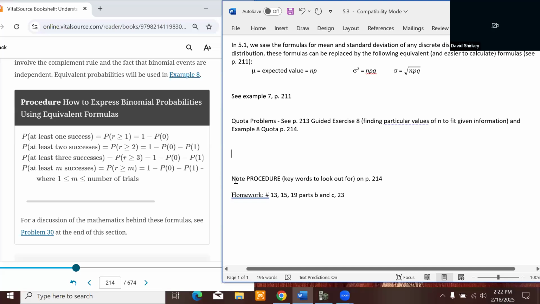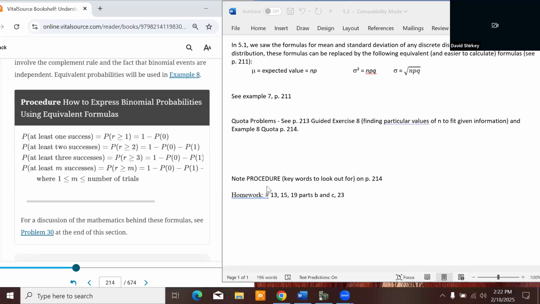Now, I had this down at the bottom, but we're passing by it right now to note the procedure on page 214. In other words, if you look at this procedure, how to express binomial probabilities using equivalent formulas, this is important because you're going to essentially be reading word problems, except it involves statistics instead of algebra, like probably what we're used to. So the probability that R is greater than or equal to 1 is the complement of that: 1 minus the probability of 0. That's less than 1, right? It's 1 minus the probability it's less than 1.